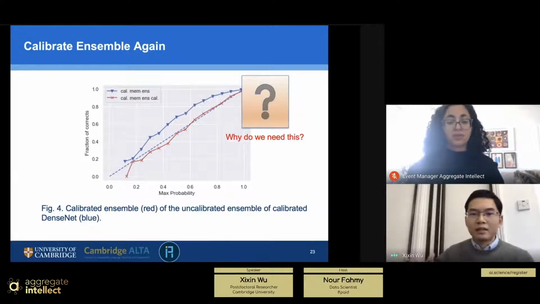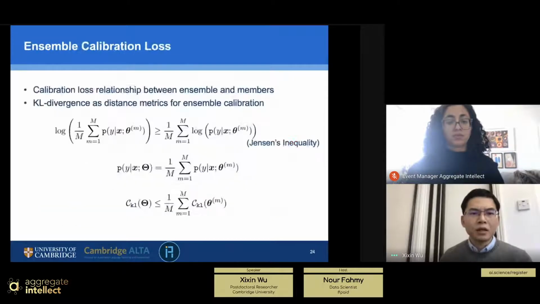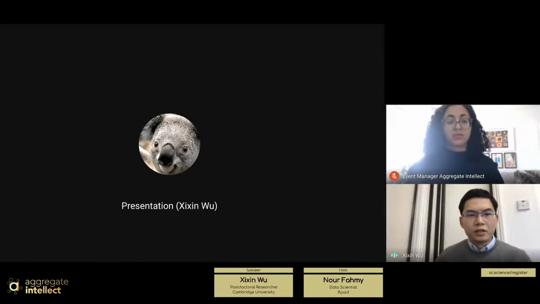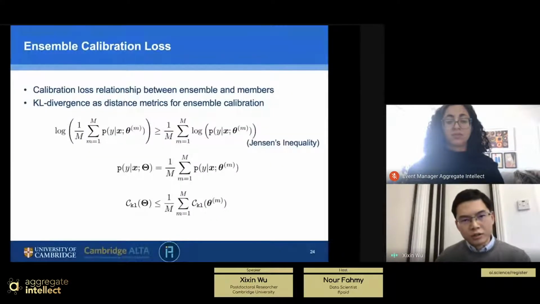When we combine a set of calibrated DenseNets, they are underconfident, and then we need to calibrate them again. Why do we get an underconfident system when we combine well-calibrated models? So we need to consider the calibration loss relationship between the ensemble and the members.